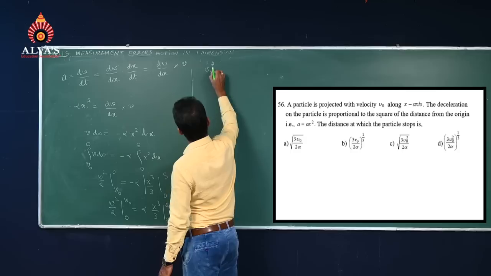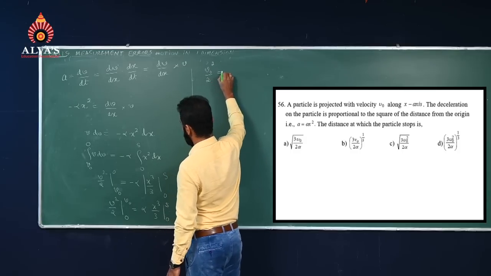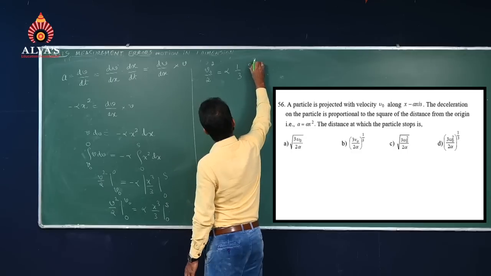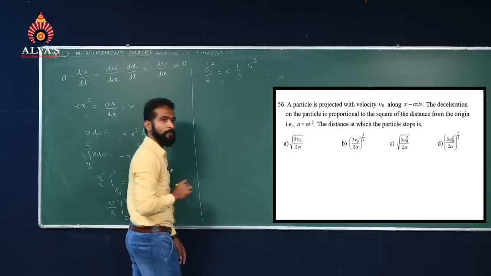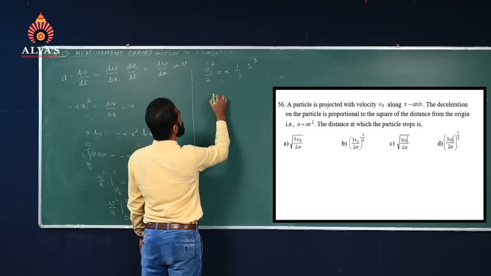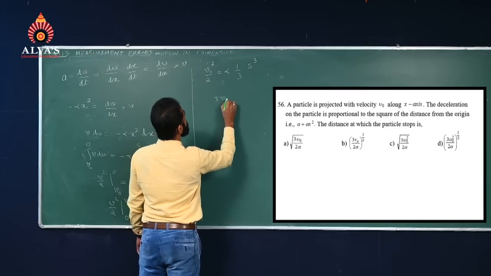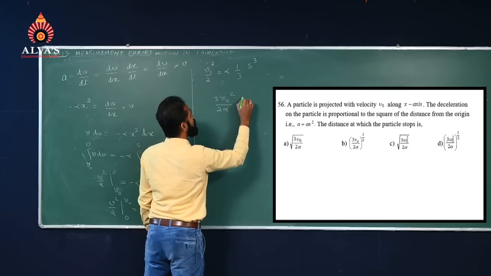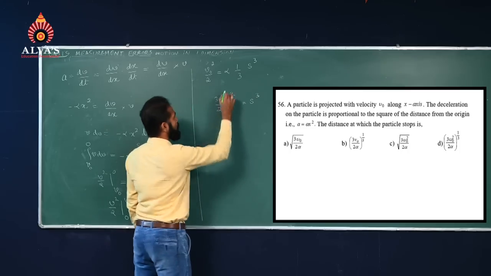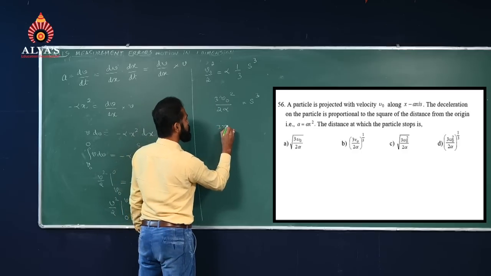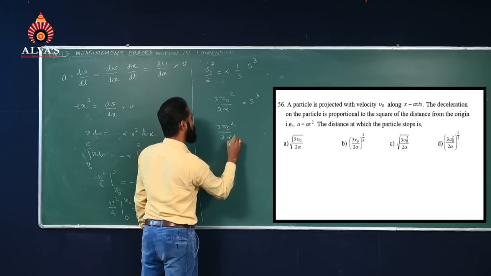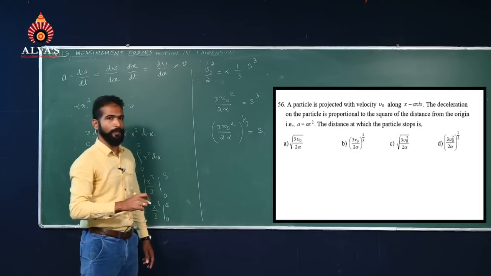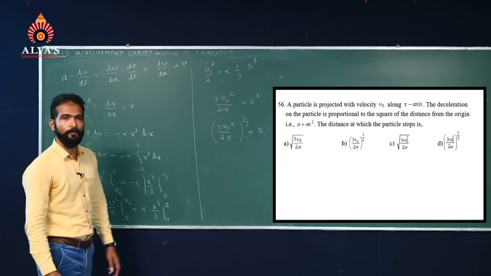That becomes v0 square by 2. On the other side, alpha, here 1/3 remains, s cube. But what is asked is the value of s. So rearrange the terms, you get 3 times v0 square divided by 2 times alpha will be equal to s cube. Now take the cube root of this, 3 times v0 square divided by 2 times alpha. The cube root, that is going to become s. That is nothing but option number 4.